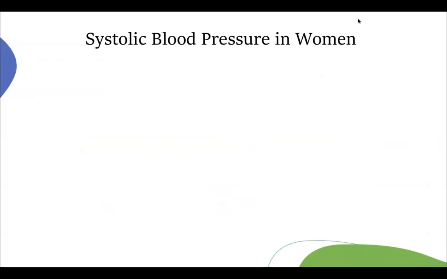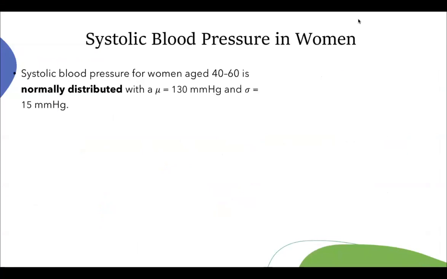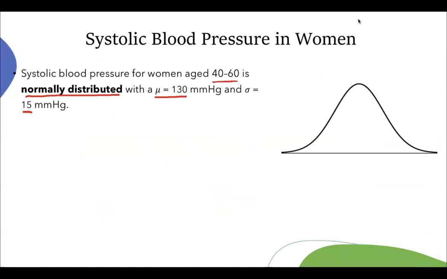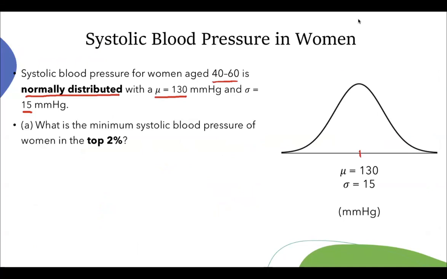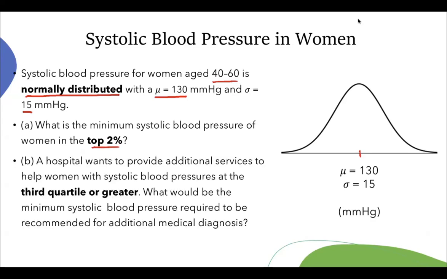Okay, let's look at systolic blood pressure in women. We're looking at women in a particular age range, and we have a normally distributed set of blood pressures with a mean of 130 and a standard deviation of 15. So we're going to label our bell curve with the center at 130 and a standard deviation of 15. And we're finding the minimum systolic blood pressure of the top 2%. So that's going to be up here. The top will be up here.